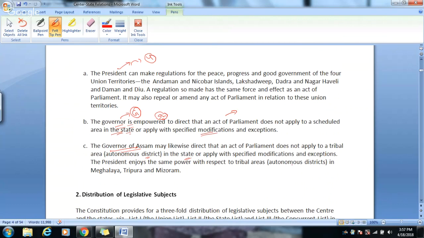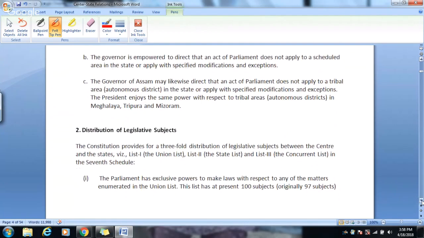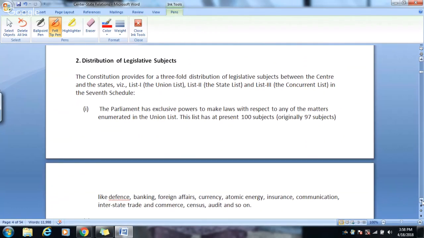So the president enjoys the same power with respect to tribal areas in Meghalaya, Tripura and Mizoram. Those are autonomous districts. So with respect to the tribal area of Assam, the governor is empowered, and with respect to Meghalaya, Tripura and Mizoram, the same power is laid in the president. So these are the provisions that a Parliament Act is not applicable to certain territorial extents. So these are the three clauses where those acts were not applied, or applied with modifications and exceptions, to particular scheduled areas and tribal areas.